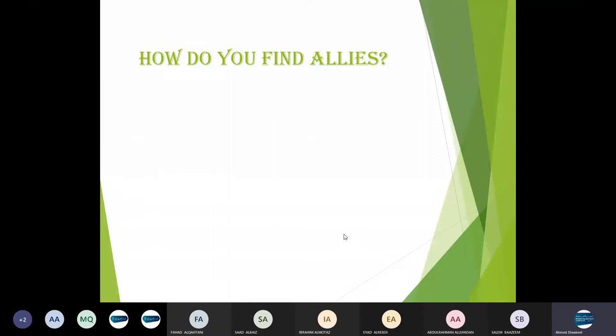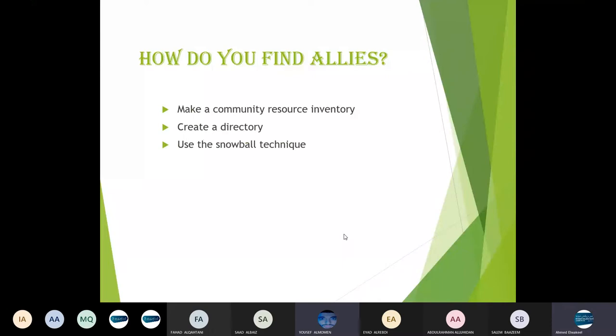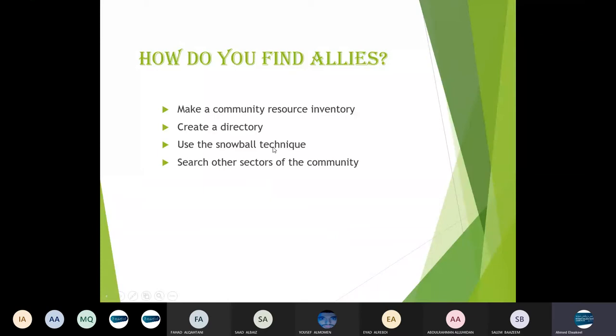How do you find allies? Make a community resource inventory. Create a directory. Or use the snowball technique. Search other sectors of the community. Of course, the snowball technique is totally dependent upon asking people about the potential allies that they know. Consequently, we can know a little about the potential allies. So I ask you whom you know, and you will tell me about whom. The people that can join our campaign, and the people whom he brings will also tell us about other potential allies.